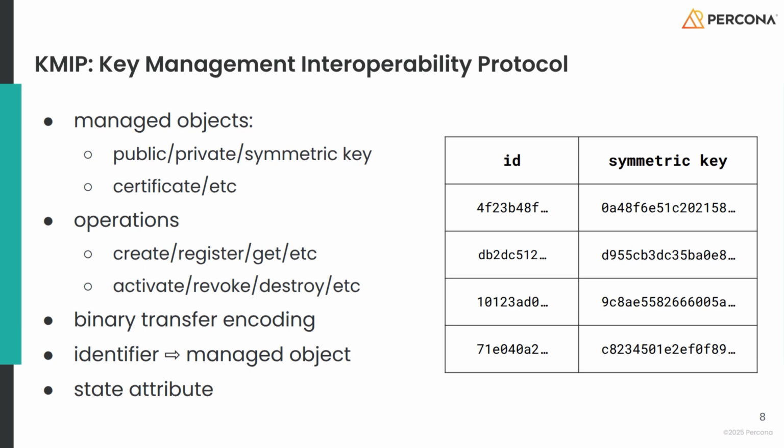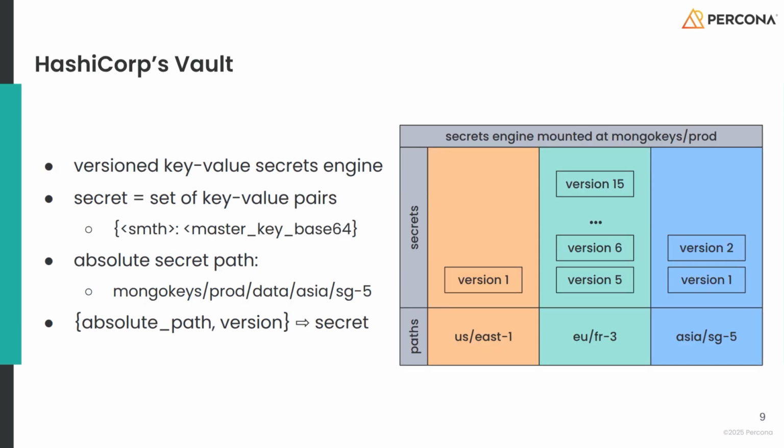As an alternative to KMIP, one can use Vault for storing master encryption keys. Unlike KMIP, Vault is not a protocol with multiple available implementations. It is a particular software which implements its own unique protocol, all of which are developed by HashiCorp. Vault implements its capabilities via so-called engines. And we are interested in a version key-value secrets engine, which essentially stores sets of key-value pairs.